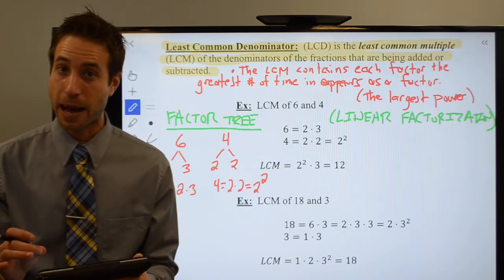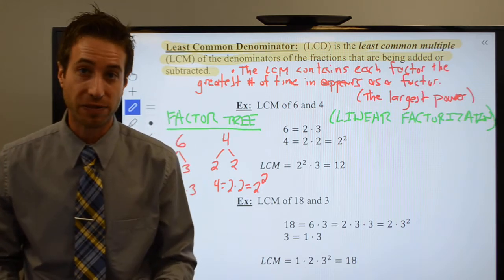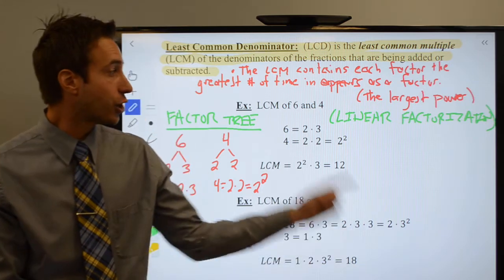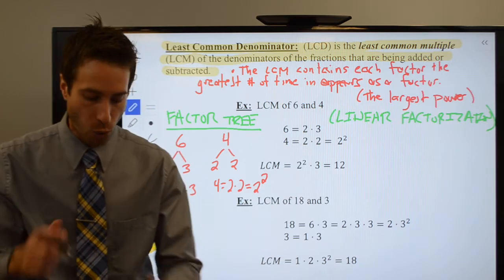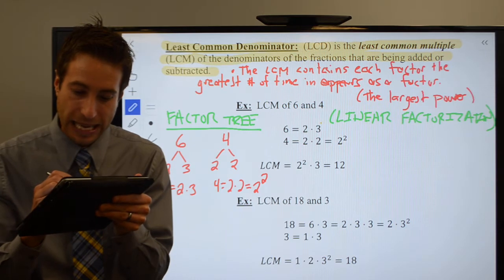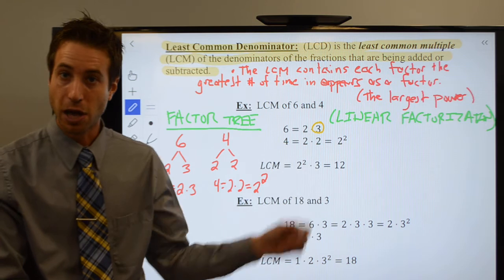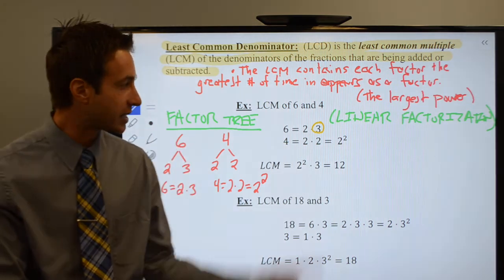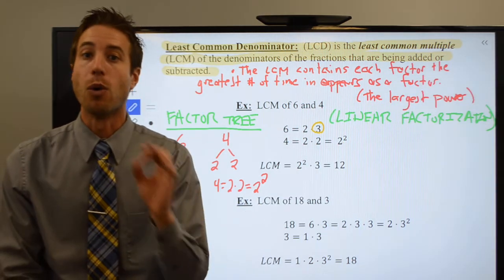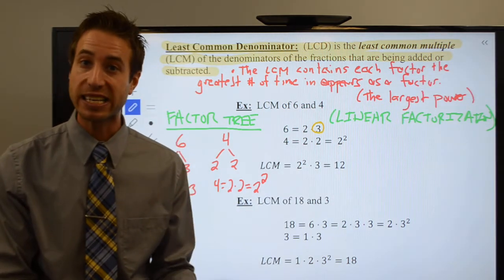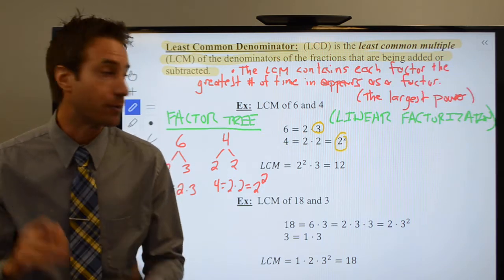Now the LCM contains each factor the greatest number of times that it appears. So in my factorization, I have a 3. It only shows up one time, so I have to keep it. That one time it shows up, it's a 3 to the first. But 2 shows up more than once. Here I have a 2 to the first, here I have a 2 squared. Well, we keep each factor the greatest number of times it appears. That means you keep the one with the largest power. So we keep the 2 squared.